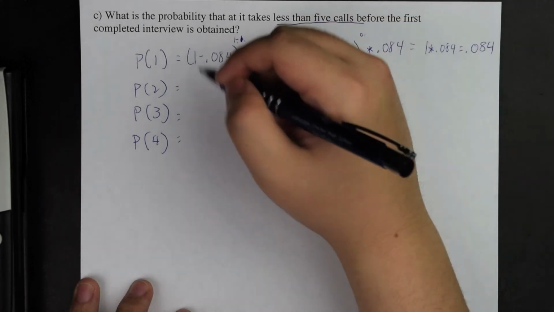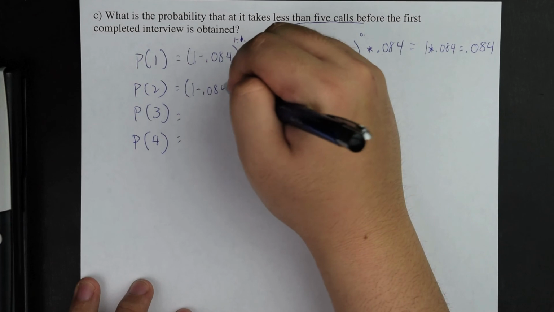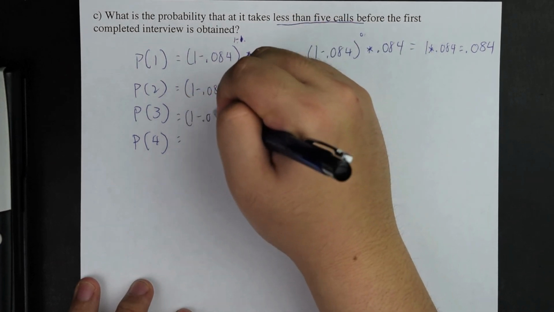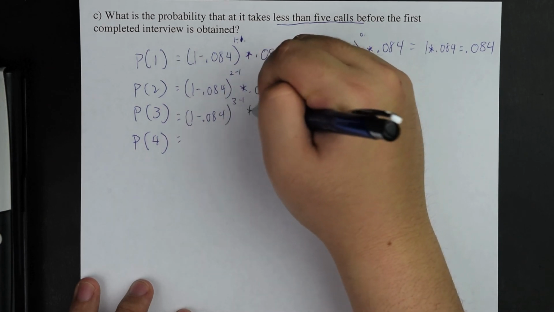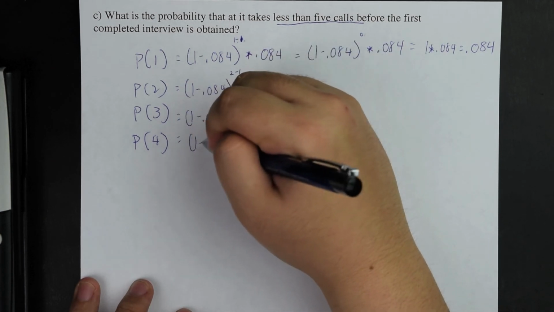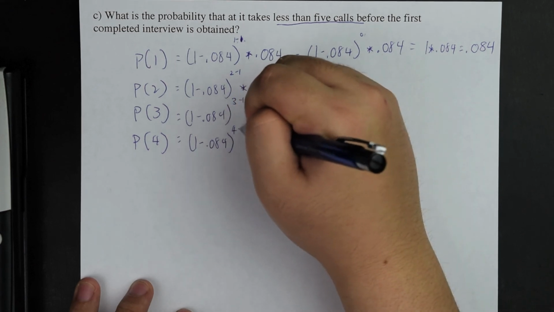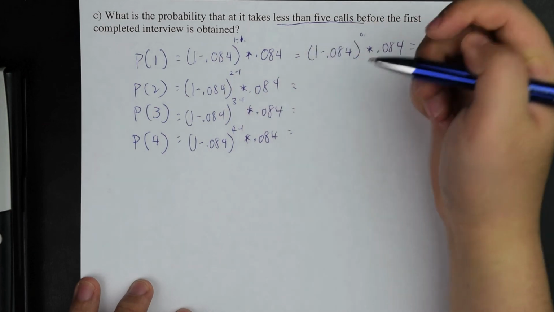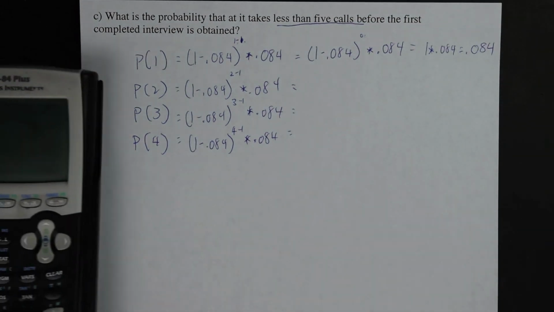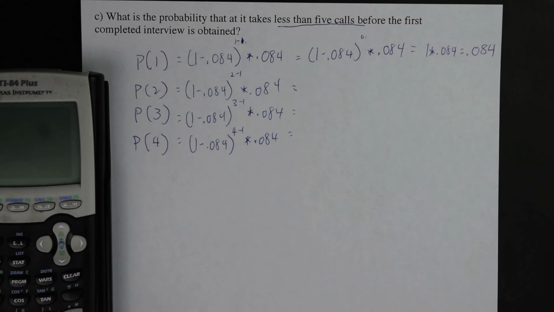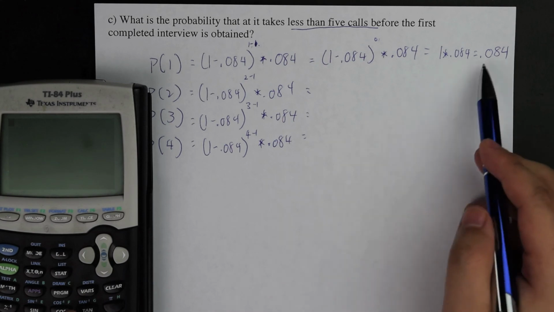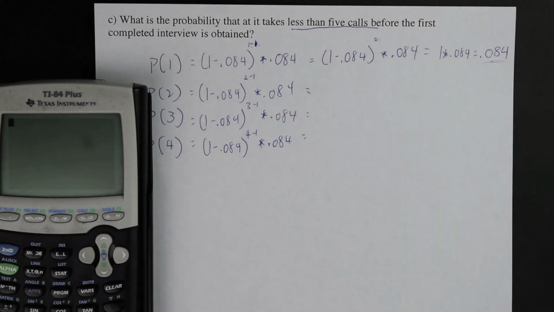To continue, this will be (1 minus 0.084) to the 2 minus 1, times 0.084. This will be (1 minus 0.084) to the 3 minus 1, times 0.084. This will be (1 minus 0.084) to the 4 minus 1, times 0.084. I could punch in these values. The way this question works, there's no equation where I could do a summation. Instead, I'm going to find all these probability values and add them up, and that will be my answer.